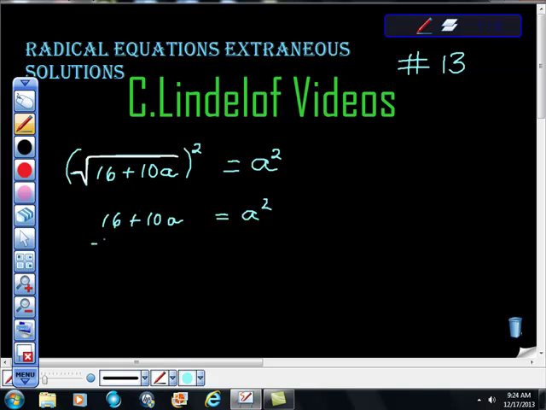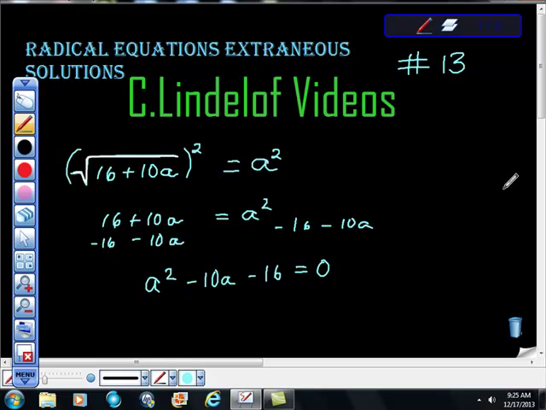So I'm going to subtract 16 from both sides. I'm going to subtract 10a from both sides. And when I do that, I'll get a squared minus 10a minus 16 is equal to 0. Right? Because whatever I did to that side, I did to this side also, right?